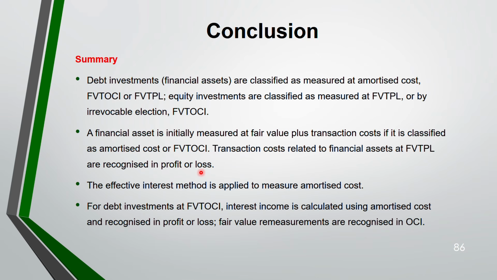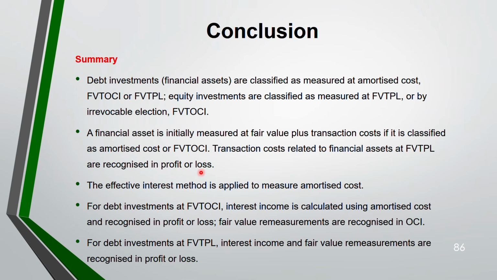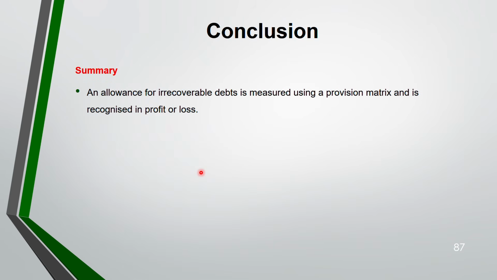The effective interest method will apply to measure at amortized cost. For debt at OCI, your interest income will be recognized in profit and loss, but the fair value remeasurements are recognized in OCI. For debt investments at profit and loss, both your interest income and fair value measurement are recognized in profit and loss. Then, an allowance for irrecoverable debts, you will measure using a provision matrix. Of course, you don't have to memorize the provision matrix. All the age percentages they will give you, and it will go in profit and loss.